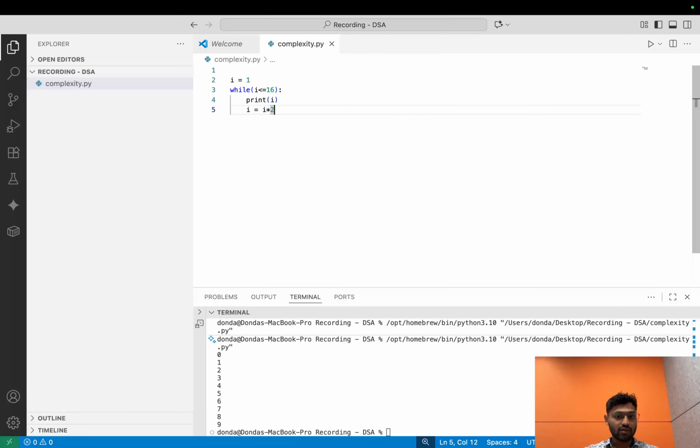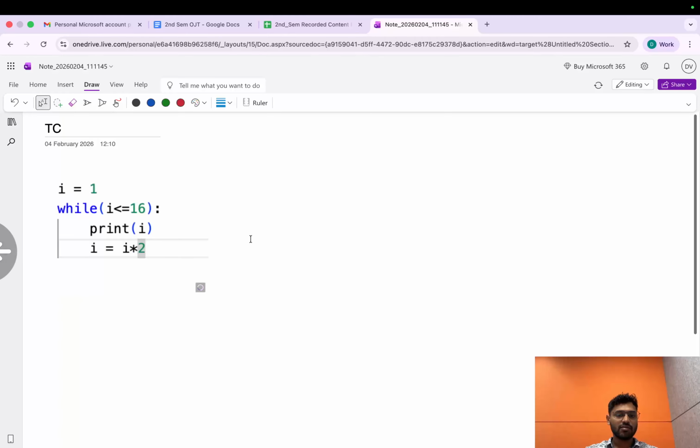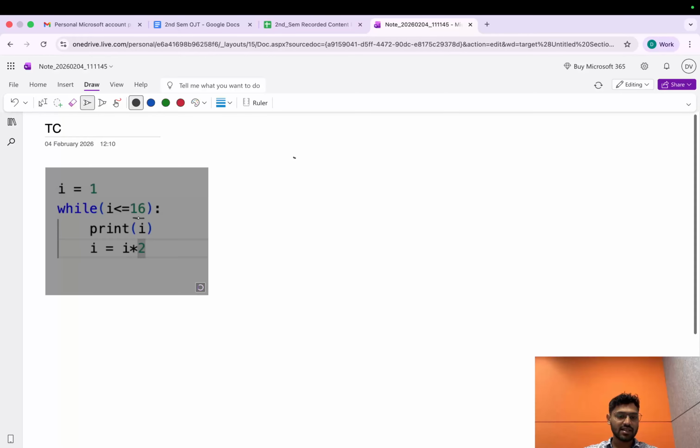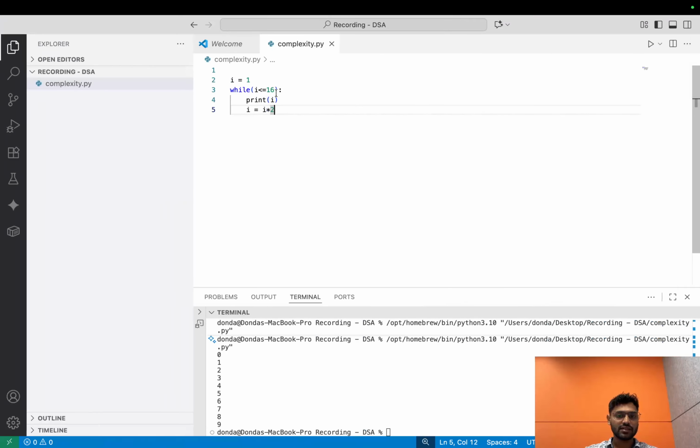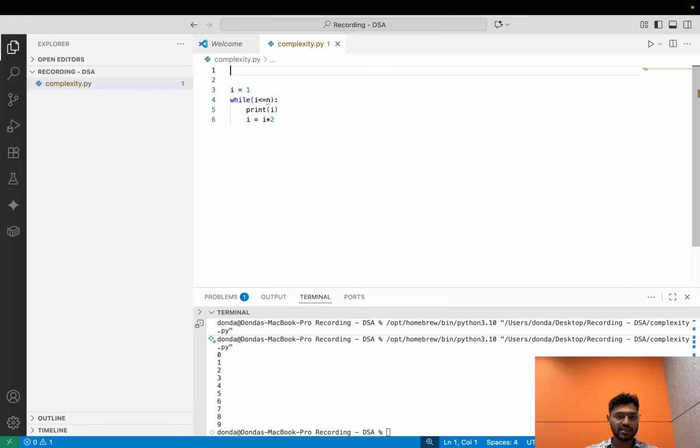Before examining time complexity, let's see how many steps it runs. Okay, so this is the problem. Cool. i is 1. Let's say this is nothing but the n value, the limit. It can be 16, it can be anything. In this example it is 16, n equals 16.